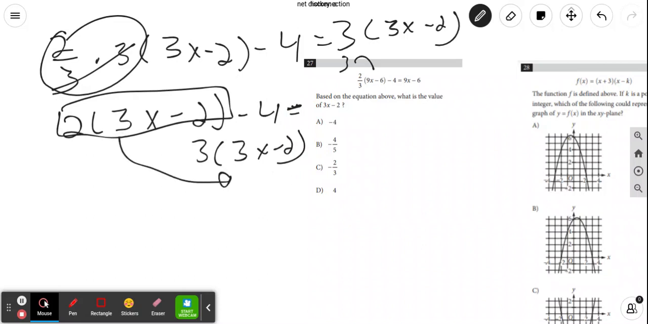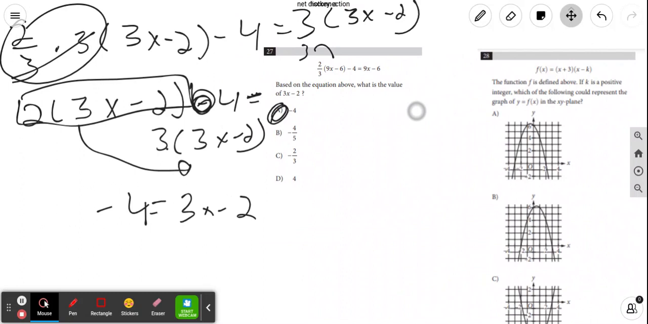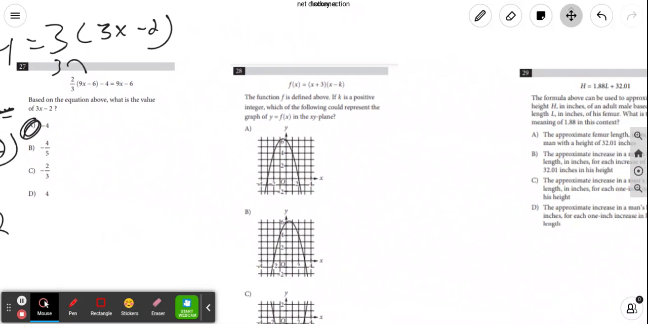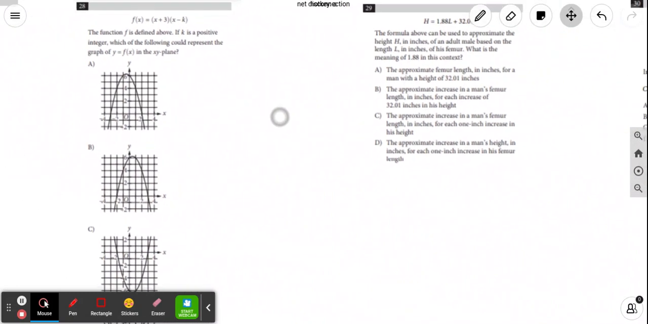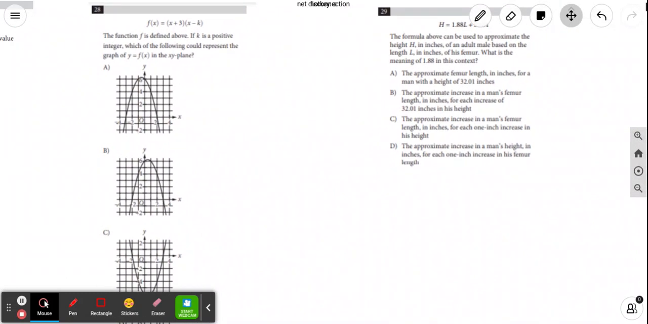And then you're left with, because you have 2 of these and then 3 of these, you're left with 3x minus 2. What does that equal? Just -4, because you got to keep in mind there's a sign there. A. That one would have been harder. That would have been a lot longer if you had to solve for x and plug back in. And if you can take a shortcut on this test, you definitely should.